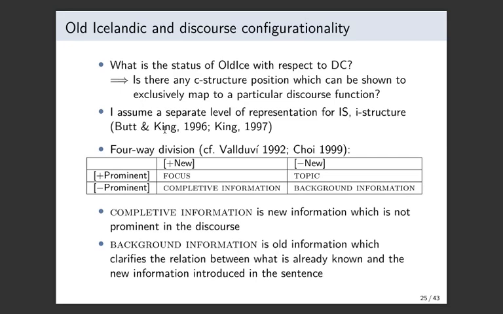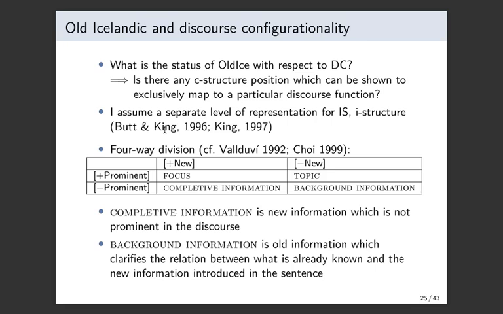Okay, so the third thing that we need to look at is what is the status of Old Icelandic with respect to discourse configurationality, DC. Specifically, is there any C-structure position which can be shown to exclusively map to a particular discourse function?